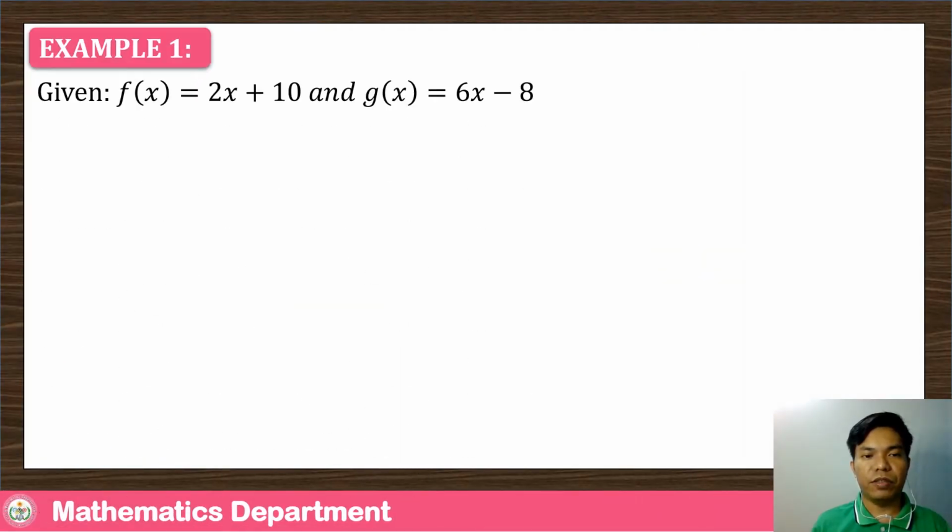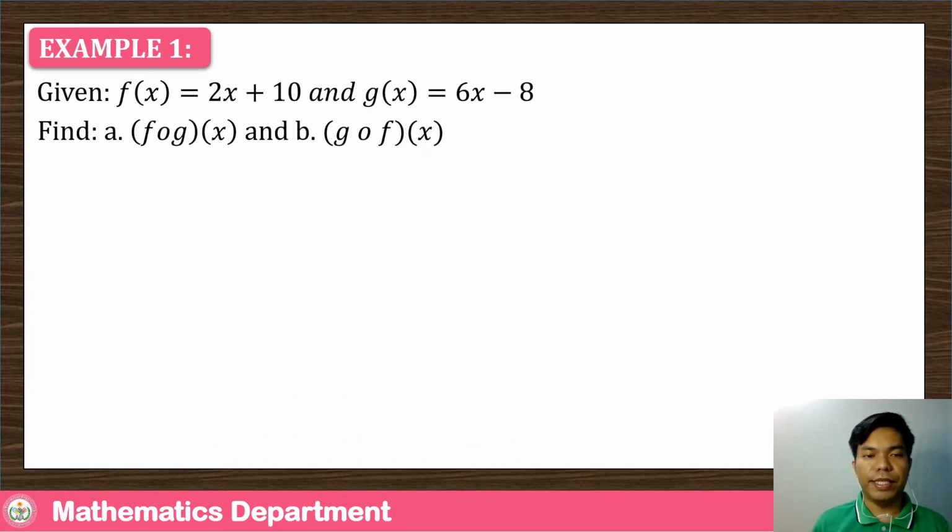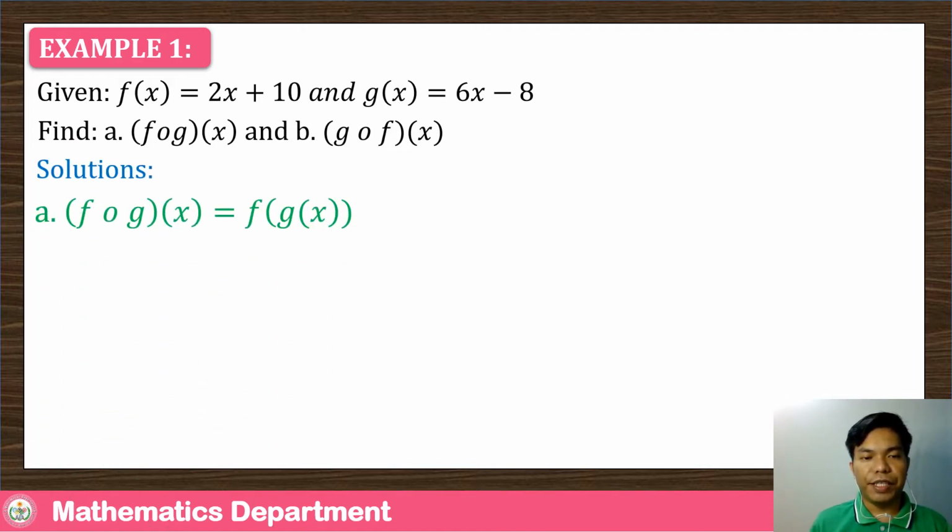So for our first example, let us have the functions f of x equals 2x plus 10 and g of x equals 6x minus 8. Let us find f composed of g of x and g composed of f of x. For letter A, f composed of g of x, by definition, this is equal to f of g of x.